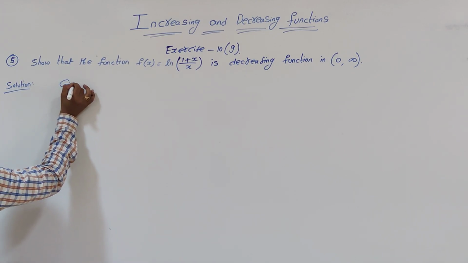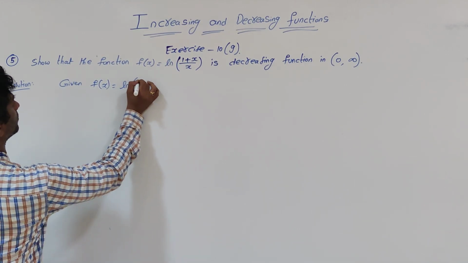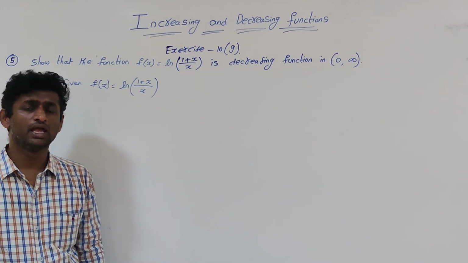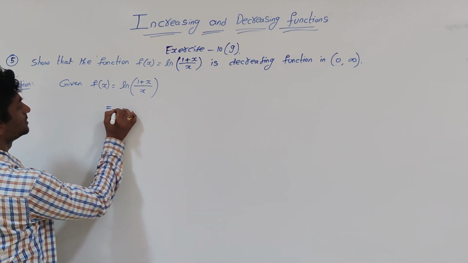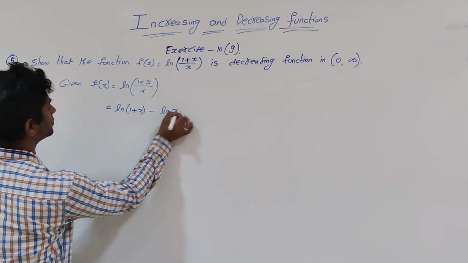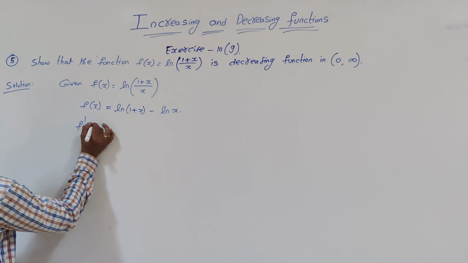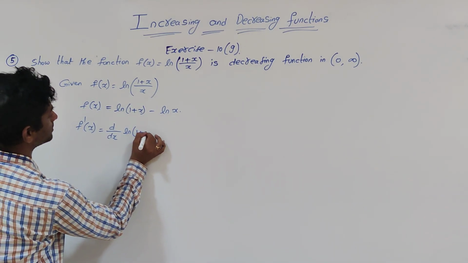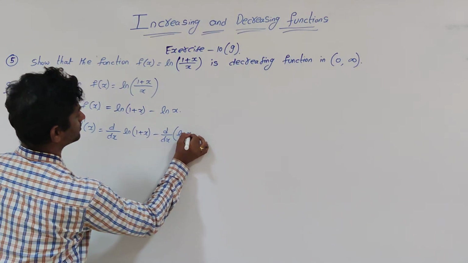Given f of x is equal to ln of 1 plus x by x. Normally it is in what form? Ln of a by b, which we can write as ln of 1 plus x minus ln x. So that is f of x. Now we will try to find f dash of x. That is d by dx of ln of 1 plus x minus d by dx of ln x.